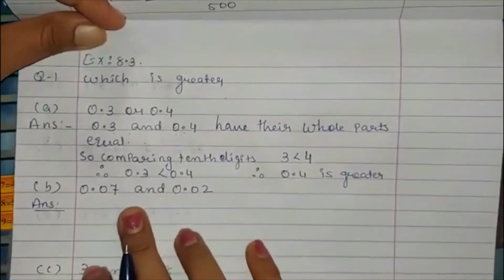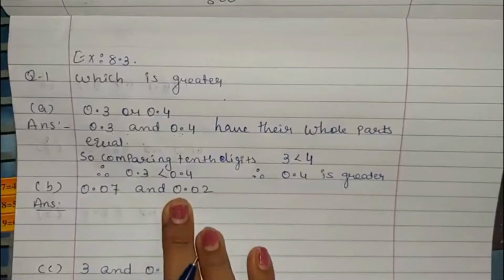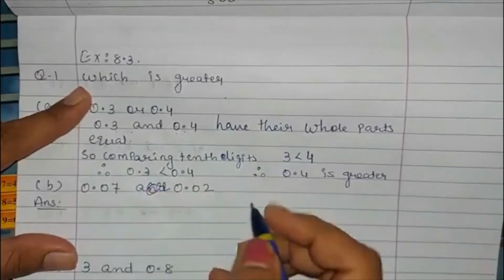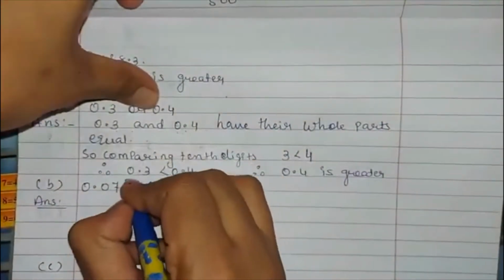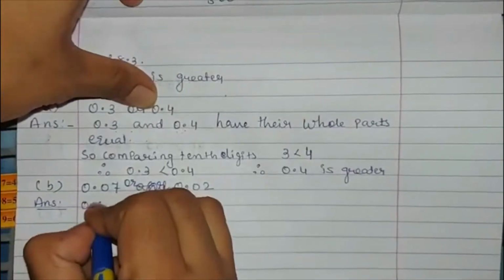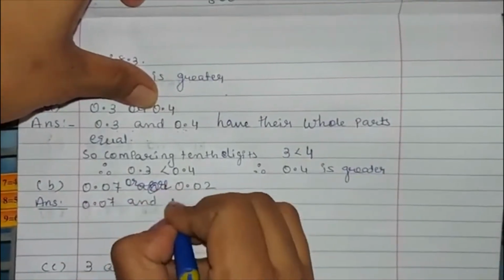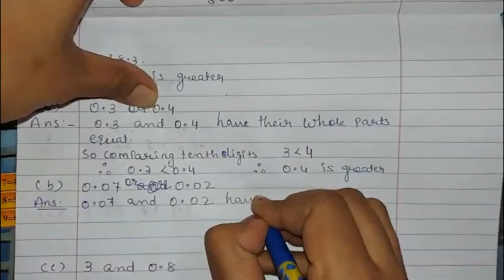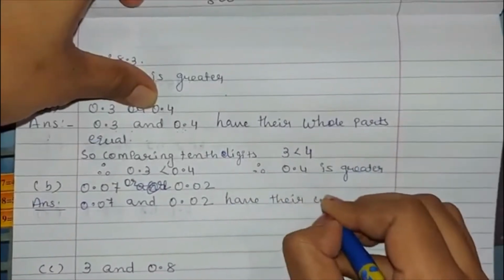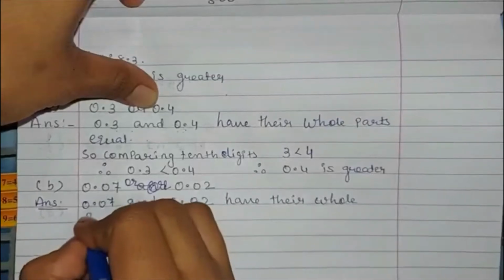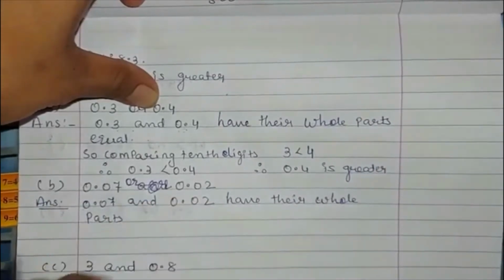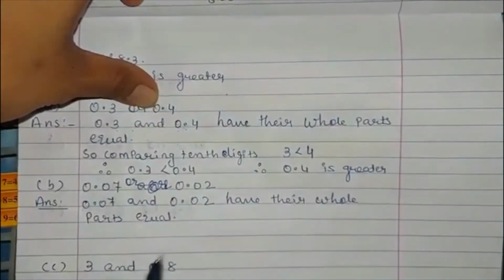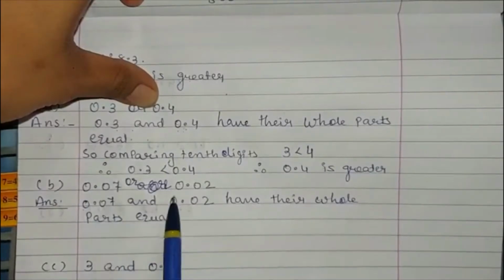Next question, 0.07 and 0.02. Now, first of all, 0.07 or 0.02 is the question. Here "or" is there. So first we will write: 0.07 and 0.02 have their whole parts equal. Are the whole parts equal or not equal? Equal, because the value before the point is 0, which is equal. Now tens digits are also equal, 0 and 0.